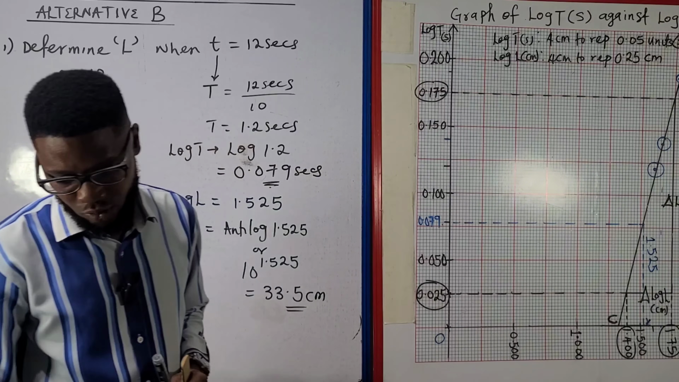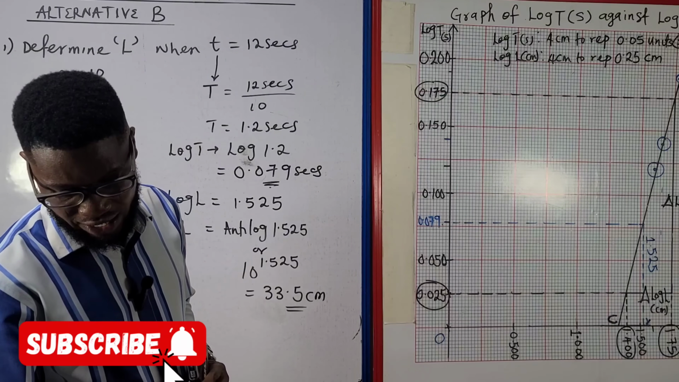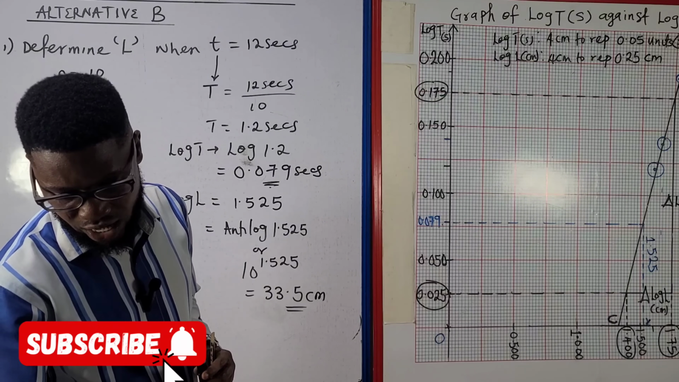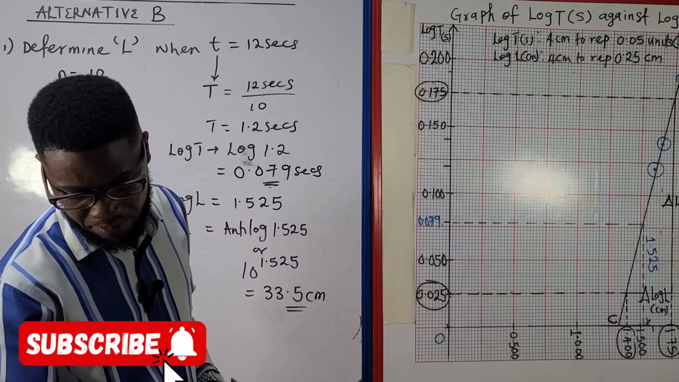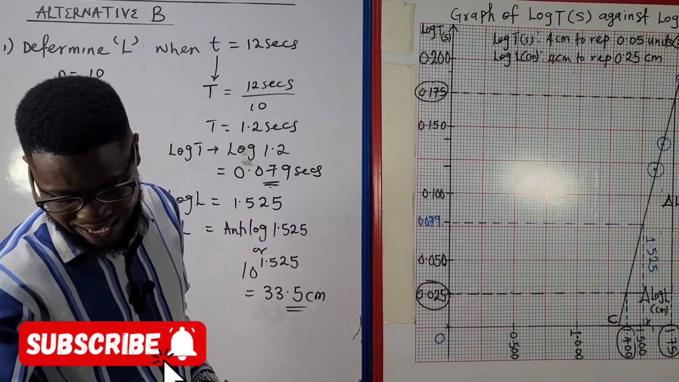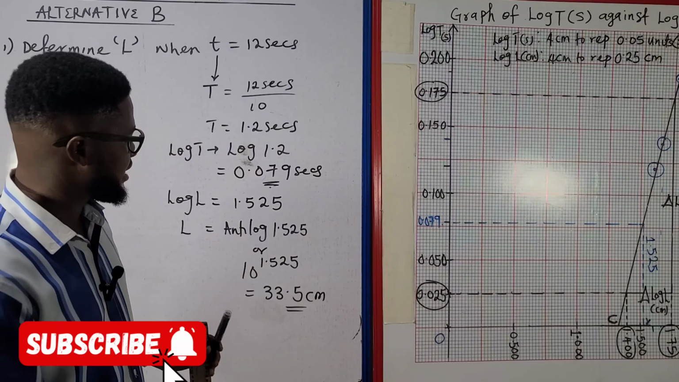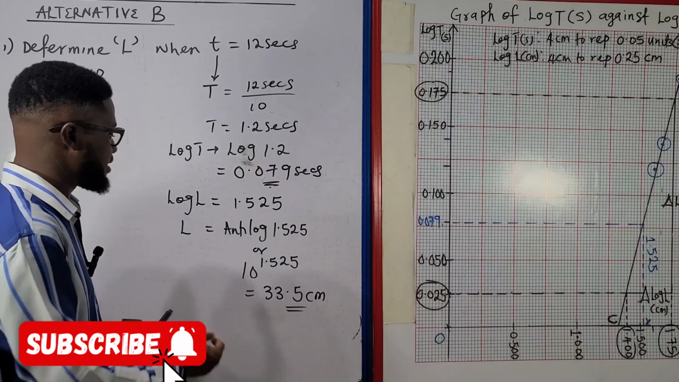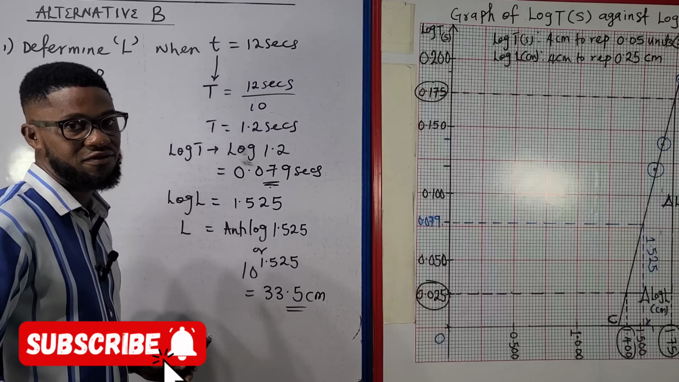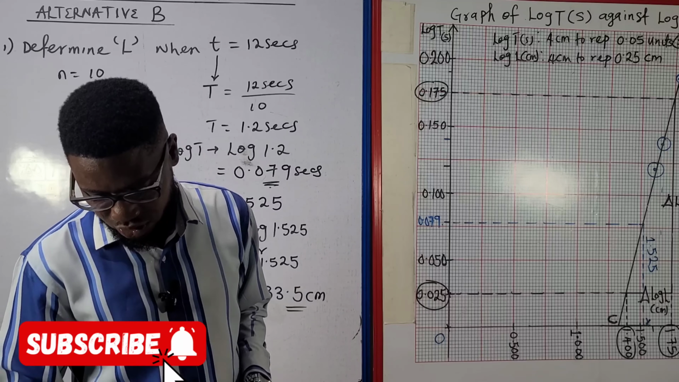You look at it very well from the table. When our T was 13.20, our L was 40. So if the timing had reduced to 12, the length should also reduce correspondingly, and that is why the length is 33.5 centimeters, and that's just about answers that question.